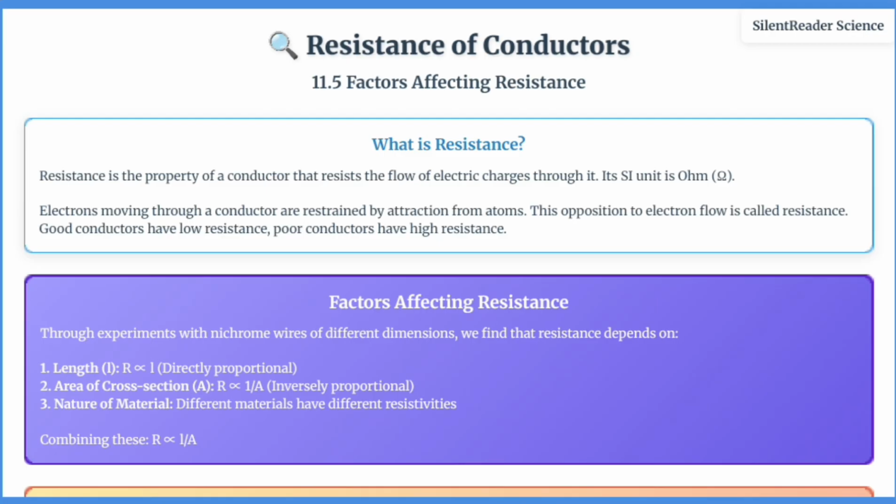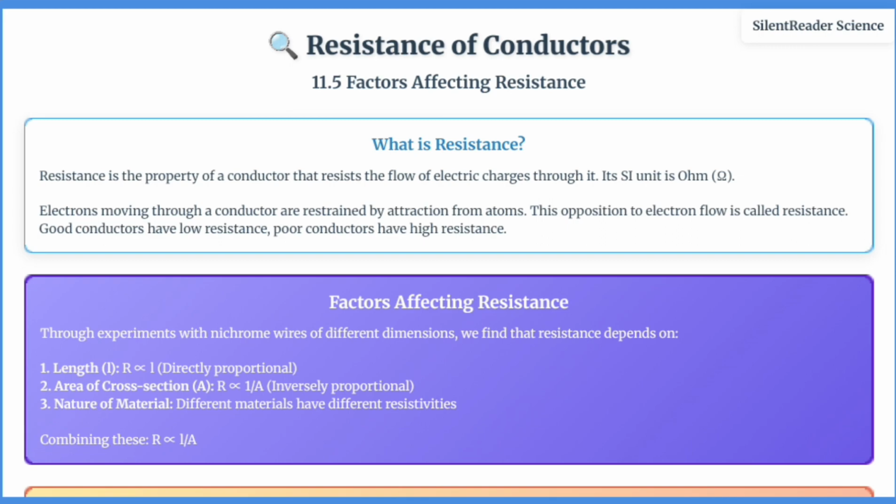Let's now understand resistance in more detail. Resistance is the property of a conductor that resists the flow of electric charges through it. Its SI unit is ohm. When electrons move through a conductor, they are restrained by attraction from atoms. This opposition to electron flow is called resistance. Good conductors like copper have low resistance, while poor conductors have high resistance.